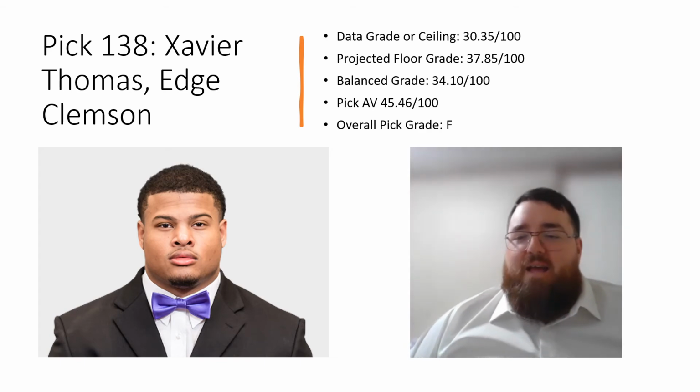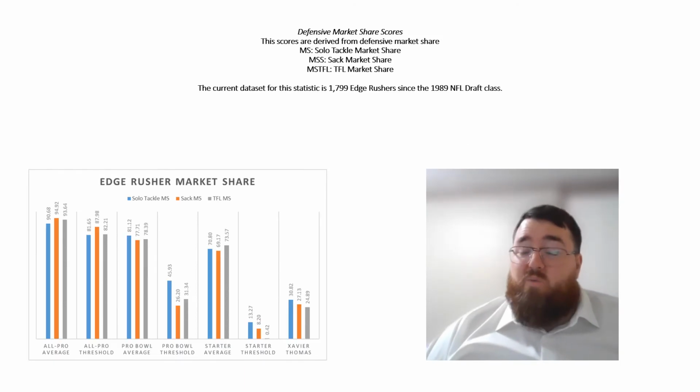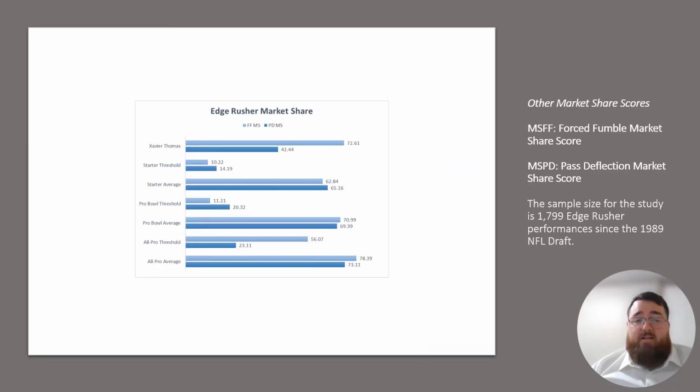It's crazy to think that they selected somebody who the average pick that's selected there usually becomes a 45.46 approximate value prospect, and they got somebody who tested worse than that. So that's kind of why it's an F. Now, when you take a look at his production, this is why it was an F. Below average in terms of solo tackle, sack, and TFL data. Taking a look at his edge rusher market share data, his forced fumble market share was above average, but his pass deflection data was below average. So that's kind of another thing to look at there.